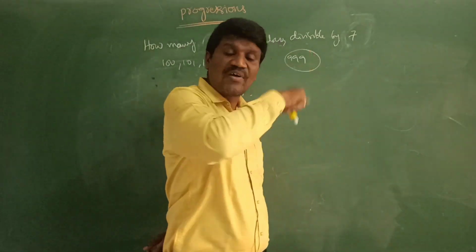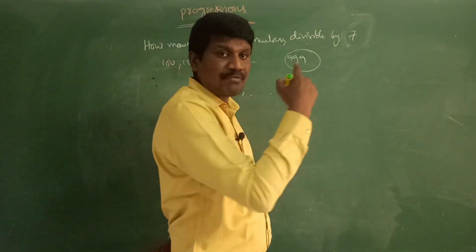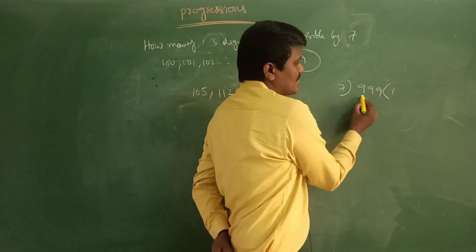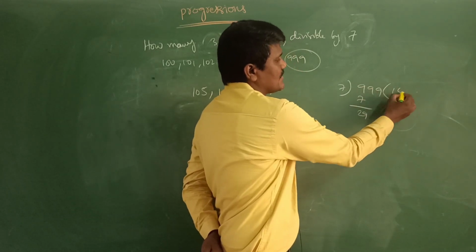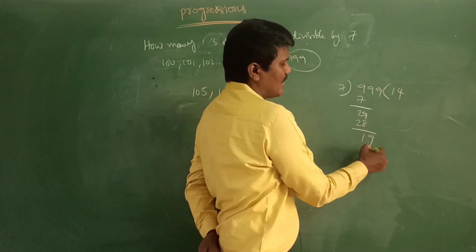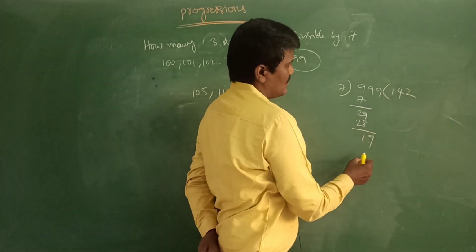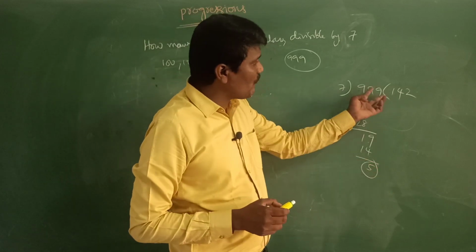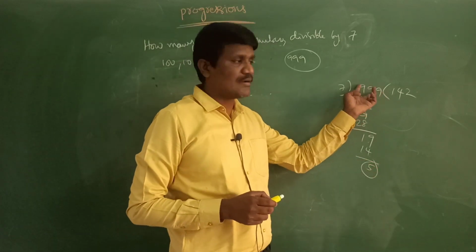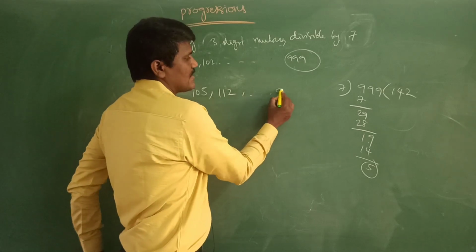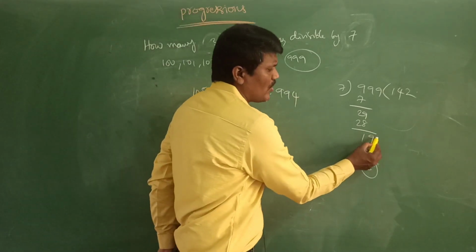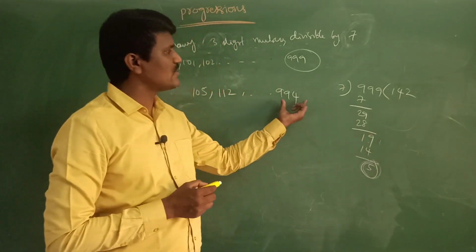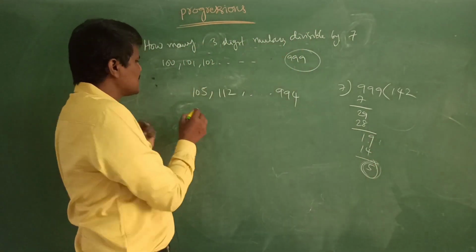So we should find out what the last term is, right? Divisible by 7. So how will you find it? 999 divided by 7. 7 1 is 7, 29, 7 4 is 28, 19, 7 2 is 14, 5 is left. That means if we subtract 5 from here, we'll get a number divisible by 7, 994. If we have 4 here, definitely the remainder is 0. So here 9 is there, that's why I am reducing 5. So this is the series.